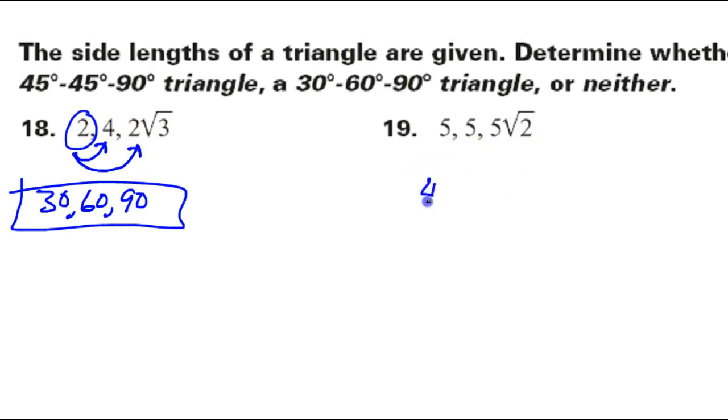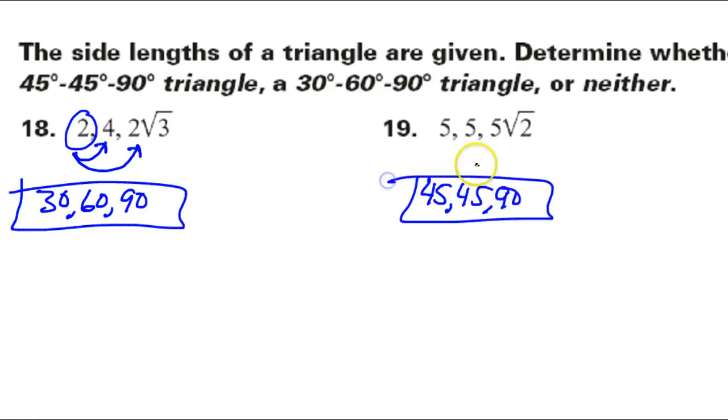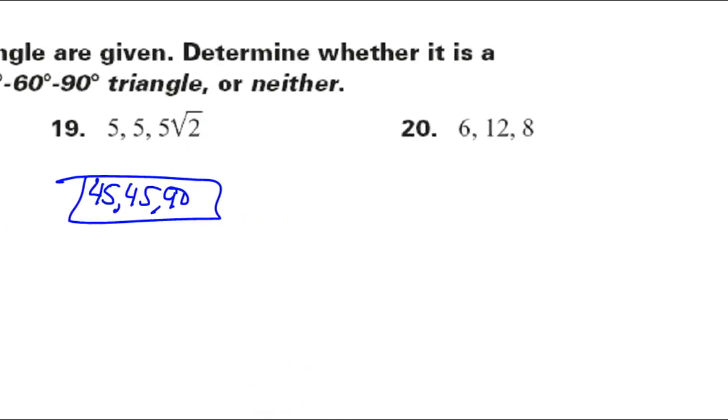This one is going to be a 45-45-90 triangle. Okay, how do you know? Because it's isosceles: leg, leg, and then leg radical 2. Leg, leg, leg radical 2. That's the pattern of the 45-45-90 triangle.